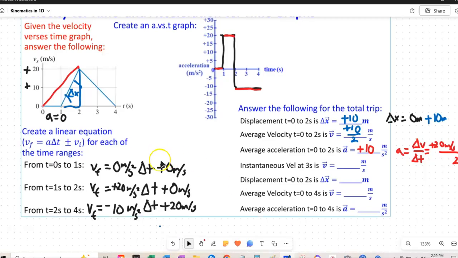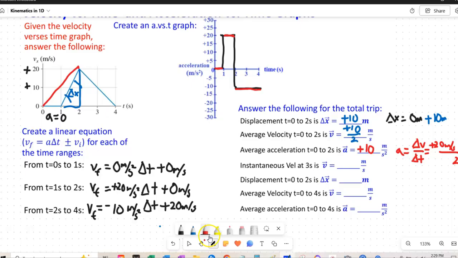Now, what is the instantaneous velocity at 3? They basically want to know what is the velocity at this point right here, which at the 3 second mark, we just take that line right over to there, which is positive 10 meters per second. We want the displacement from 0 to, I think they mean the displacement from 0 to 4 seconds here. So the total displacement from 0 to 4 seconds.